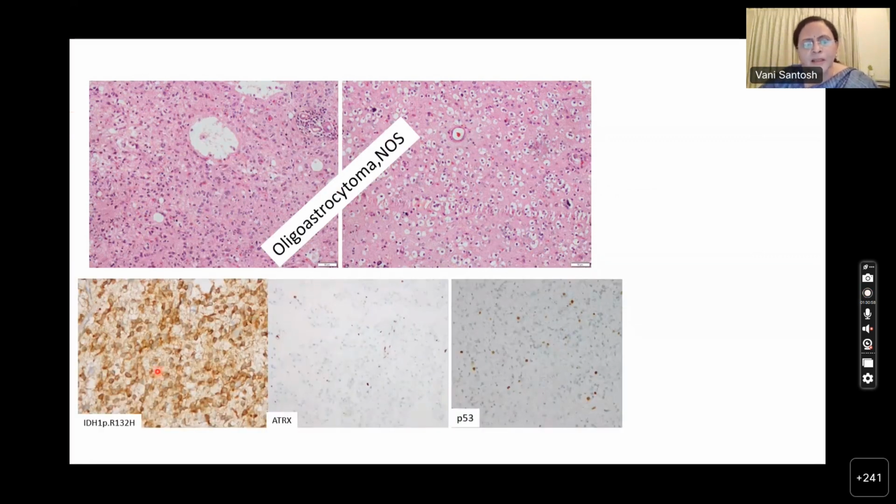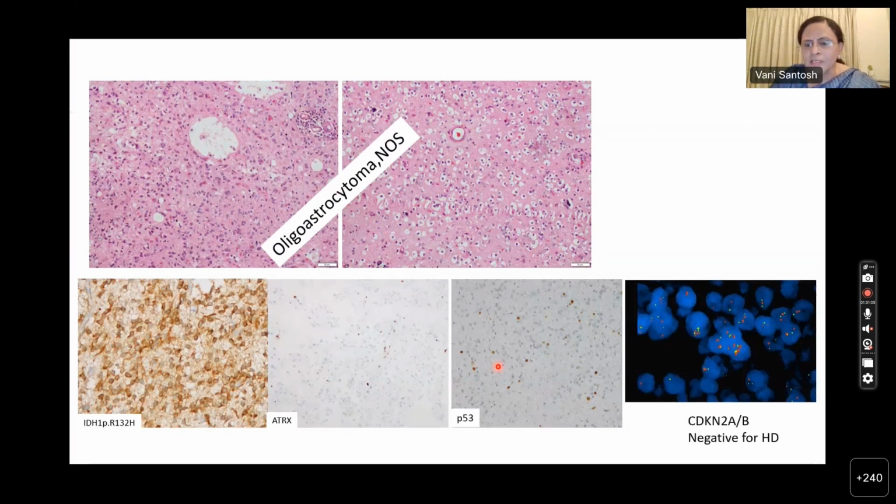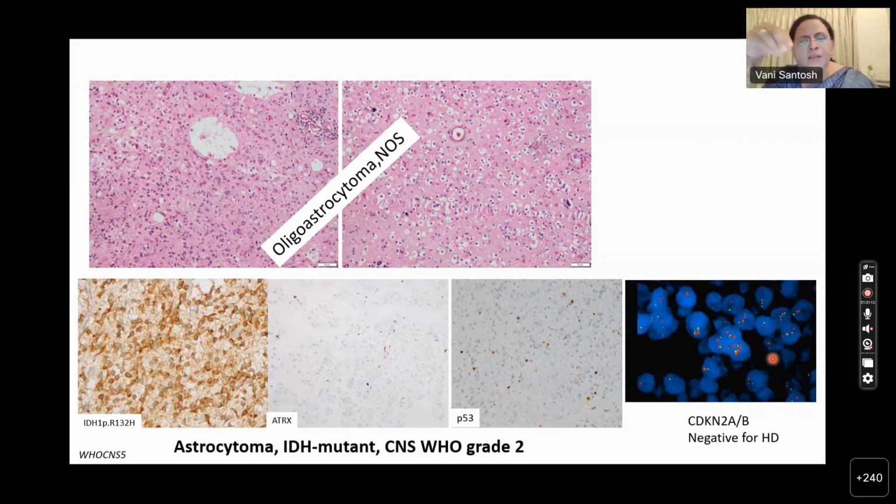But when we did the molecular IHCs, you can see IDH is positive, ATRX is lost, P53 is positive, and CDKN2AB was not deleted. So the tumor became astrocytoma IDH mutant CNS-WHO grade 2. So with any oligoastrocytoma, if you do molecular markers, it will go into either molecularly defined astro or molecularly defined oligo. So the term oligoastrocytoma is deleted and we use it only as a NOS terminology.